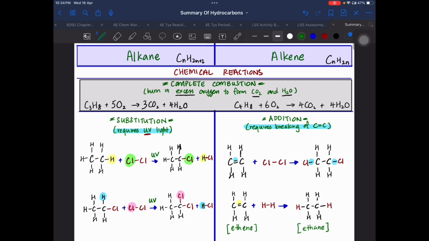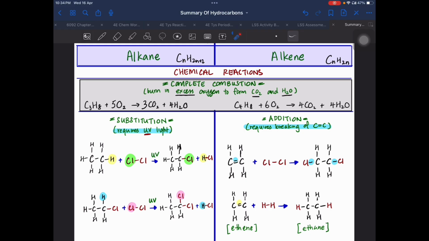So there you have it. In summary, alkanes and alkenes, in terms of their reactions, both of them can go through complete combustion, but only for alkane, you can have this thing called substitution in the presence of UV light, whereby there's a 1-to-1 sub of each of the H. So you can keep repeating and repeating until you sub away all the H, but each time you can only sub one H.